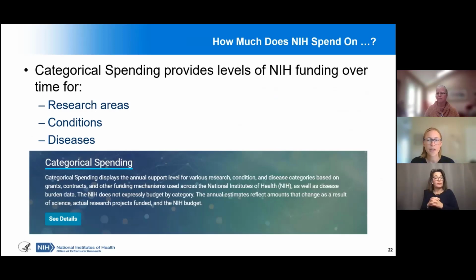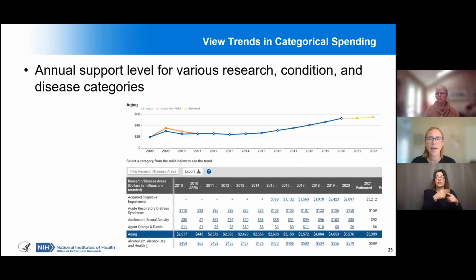For more funding figures, you can view the categorical spending report that provides levels of NIH funding over time for hundreds of research areas, conditions, and diseases. You can quickly scan the visual and tabular summaries of funding levels for hundreds of categories going back to fiscal year 2008, or drill down on any of those numbers to view the list of projects that make up that category.